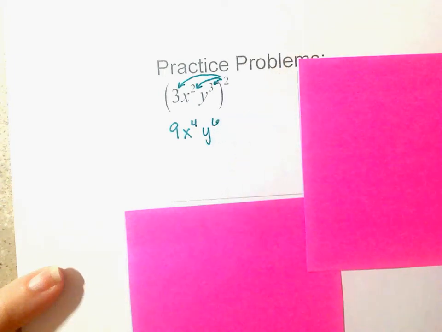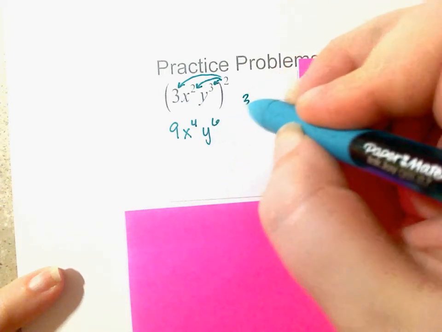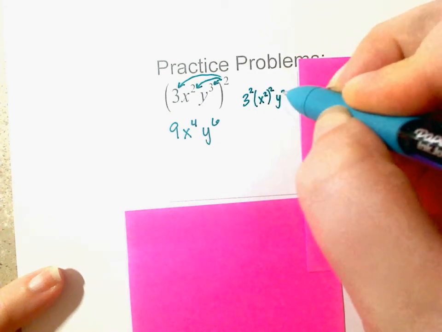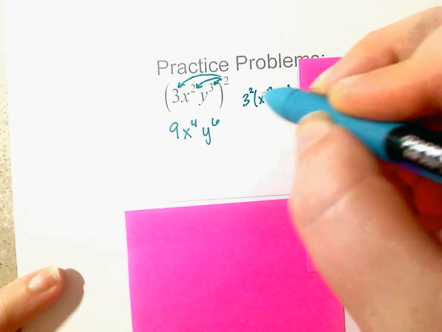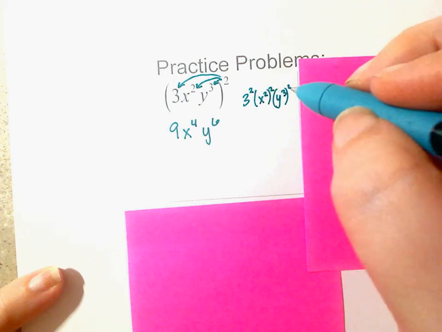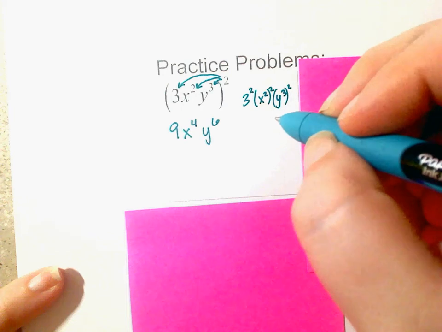Don't forget, that's the same thing as saying 3 squared times x squared squared times y cubed squared. So 3 squared is 9, x squared squared is x to the 4th, and y cubed squared is y to the 6th, because that just means y cubed times y cubed.